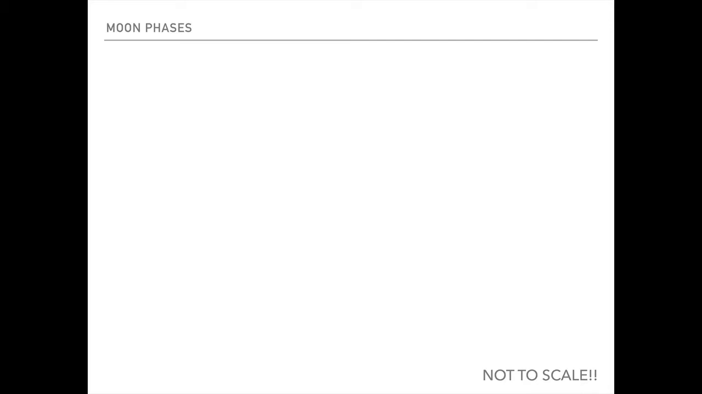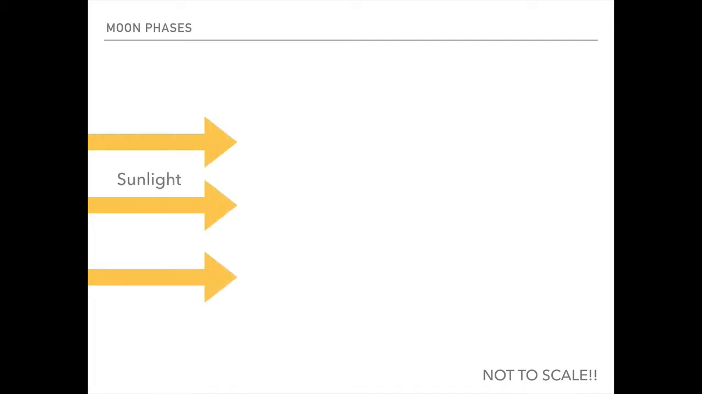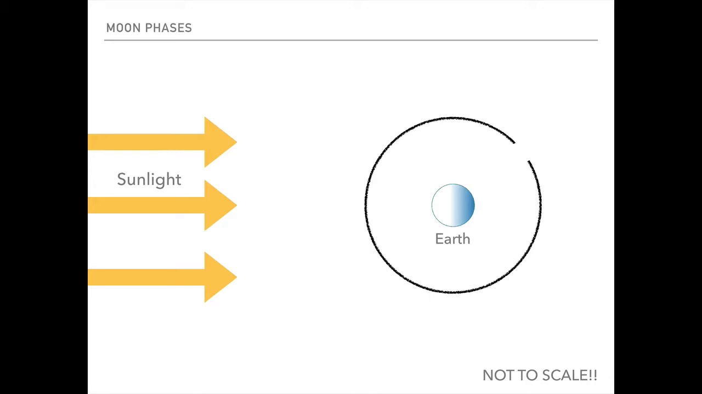To create your diagram, start by showing sunlight coming in from the left. Add the Earth, showing that the half facing the sun is in daylight and the other half is in night. Now, using a view looking down from above Earth's north pole, draw a counterclockwise circle for the moon's orbit. We'll start with the moon here at the new moon position.